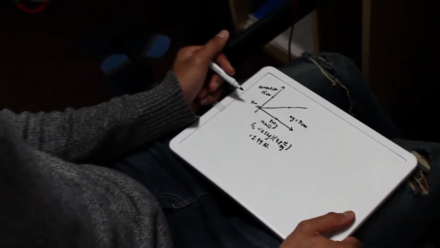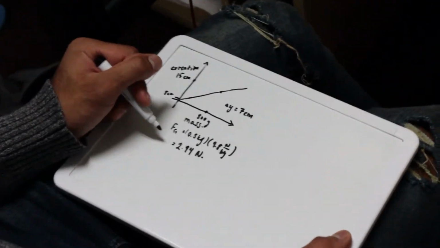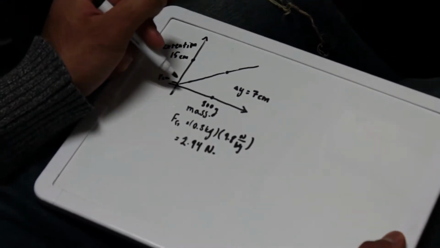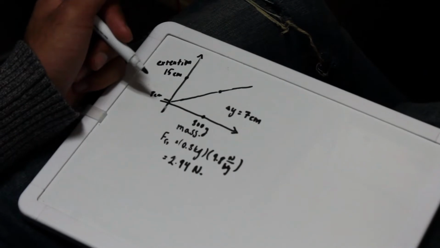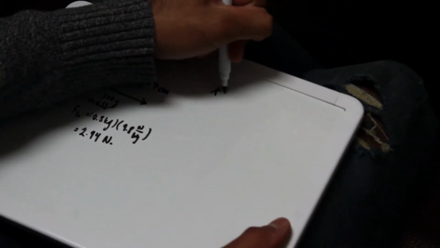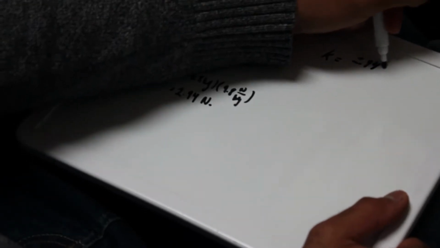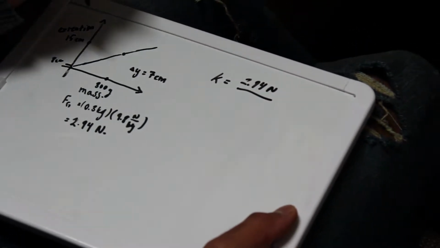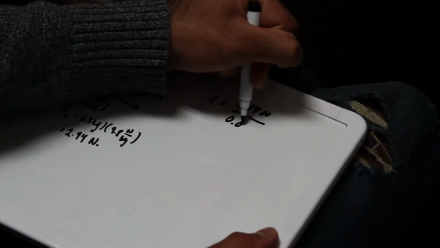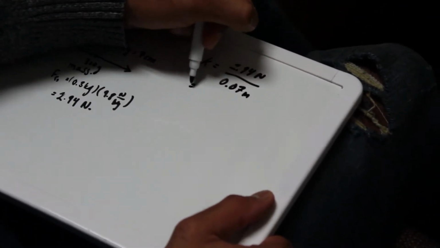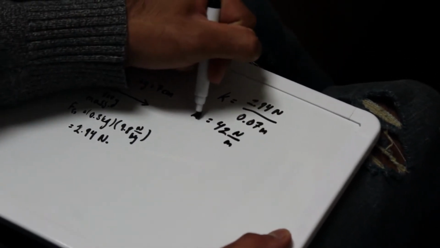Now, once again, our K constant is in newtons per meter, so if we divide the force that it took to stretch the spring by how much it stretched, we can find our K constant. So our K constant equals 2.94 newtons divided by how much it extended, caused by 2.94 newtons, which is 7 centimeters, or 0.07 meters, and that equals 42 newtons per meter, and that is our K constant.